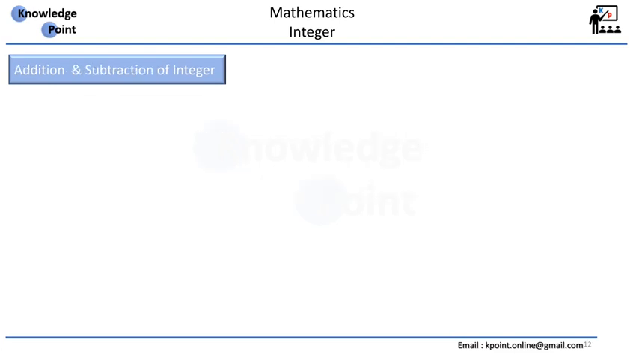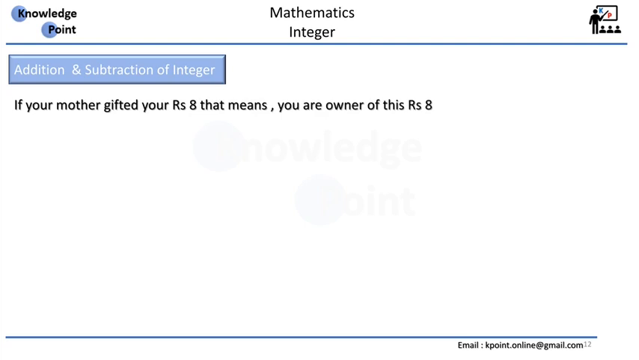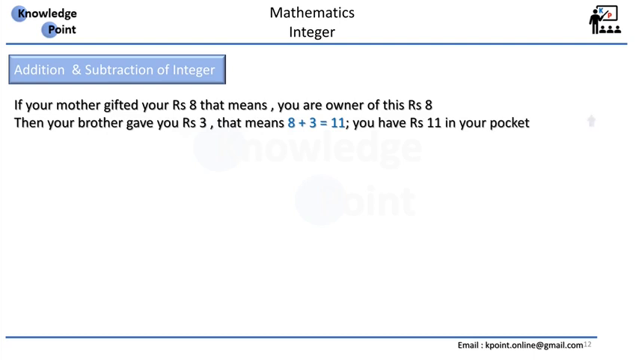Addition and subtraction of the integer. So let's have one example where everything is there. Let's see, if your mother gifted you rupees 8, that means you are the owner of these 8 rupees. Then your brother came and he gave you 3 rupees. So 8 plus 3, 11 rupees you will have in your pocket. So it's a positive number. The arrow is showing the positive sign.